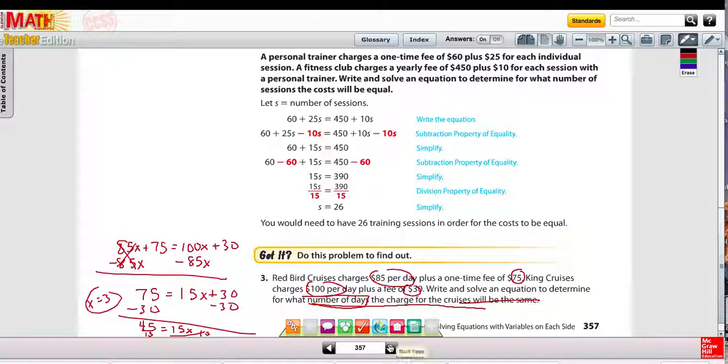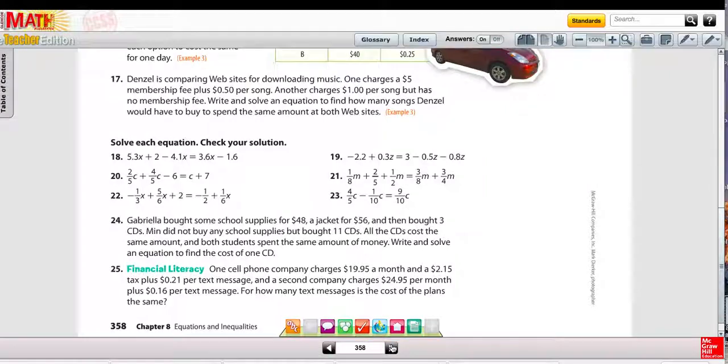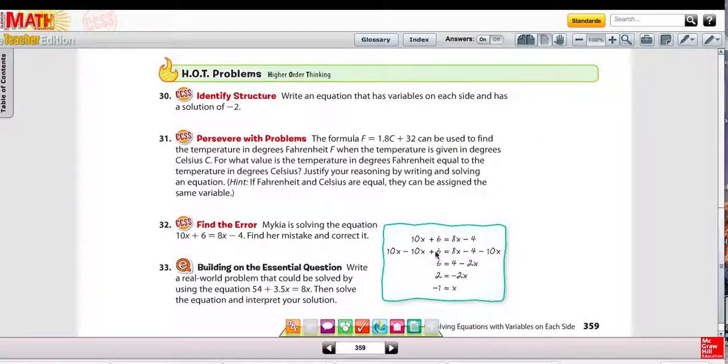Okay? On 8.5, I also wanted you to look at the hot problem on page 359. Go ahead and figure out what the mistake was on number 32. Okay? And go ahead and figure that out in the box. Let me know if you have any questions.